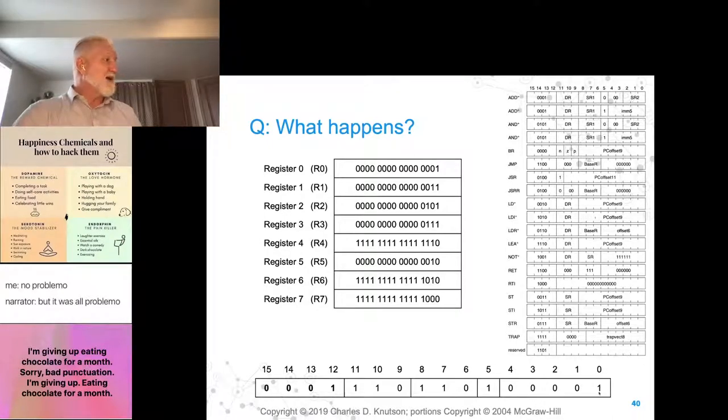Okay, so what is this doing? We take the value in R6, we pull it out, we take the immediate value of 1, we add that to the value that we got from R6, and we put it back into R6. What did we just do at a high level? In two words. Added one.